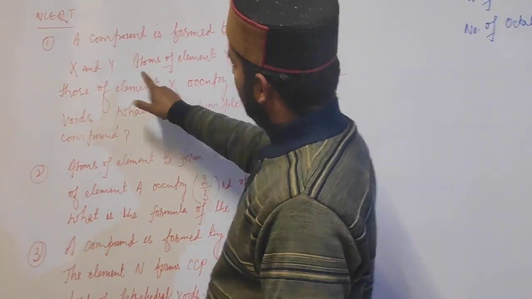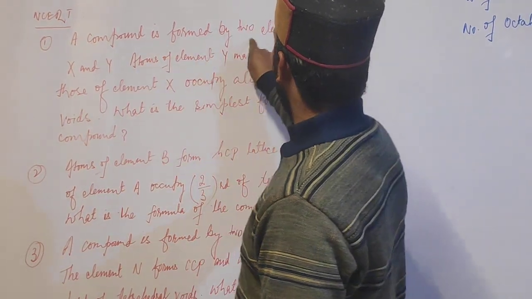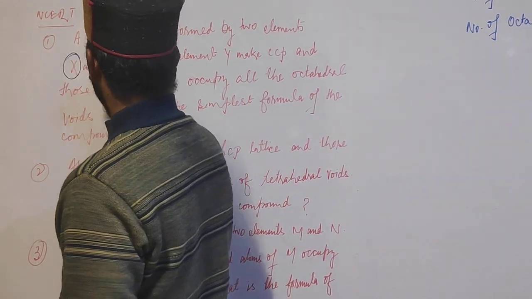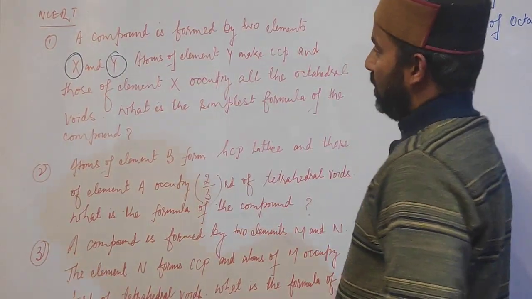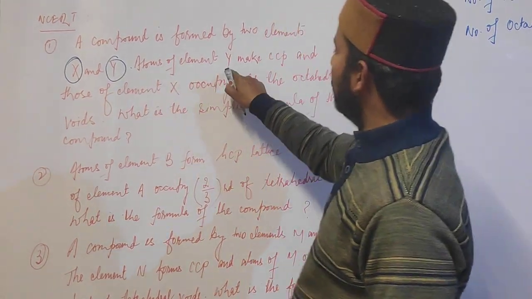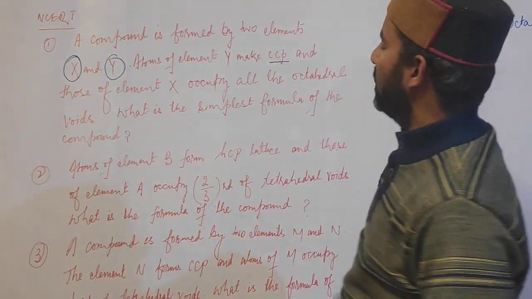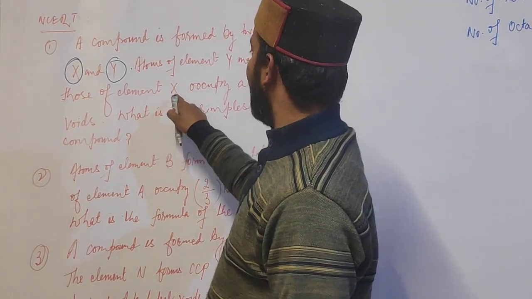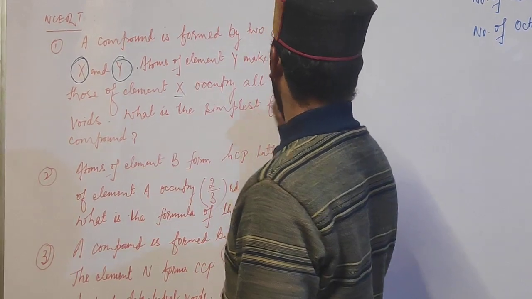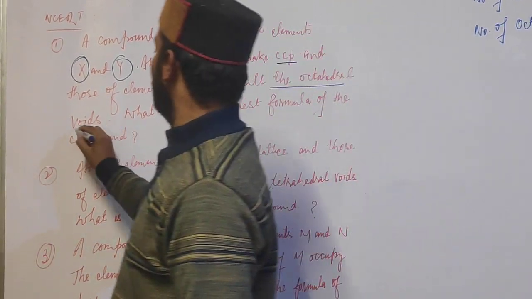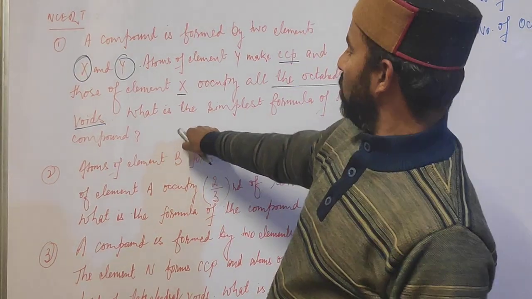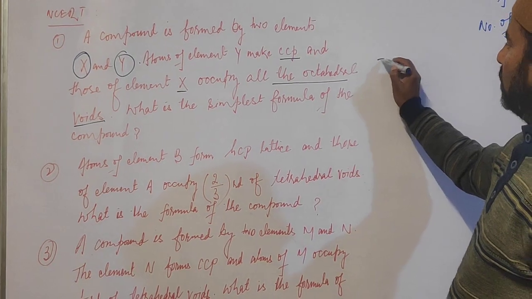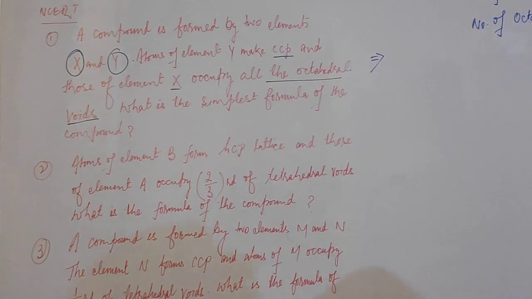Now, the question is: a compound is formed by two elements X and Y. Atoms of element Y make CCP, that is a cubic closed packed structure, and those of element X occupy all the octahedral voids. And the question is, what is the simplest formula of the compound? So students, see the solution now.